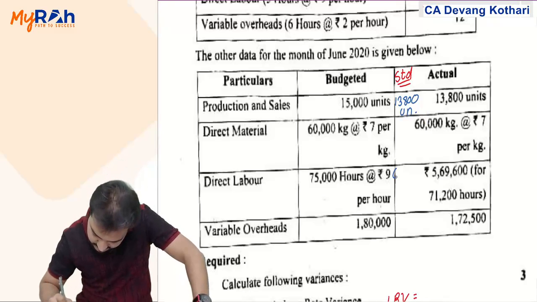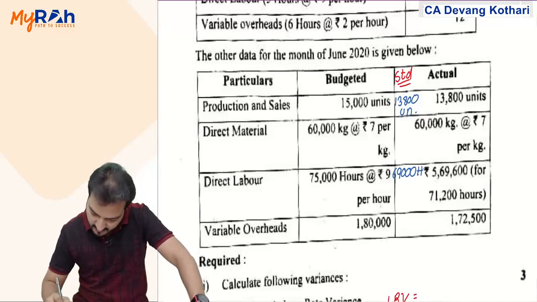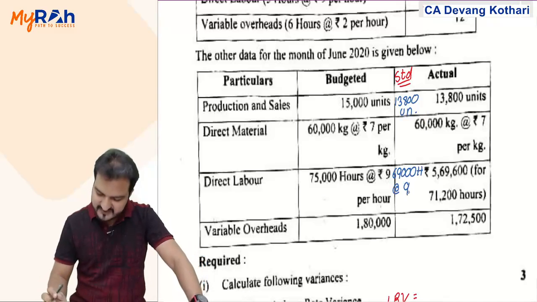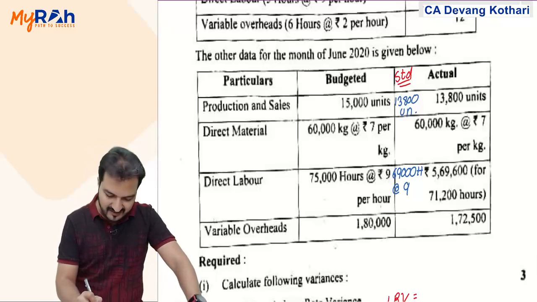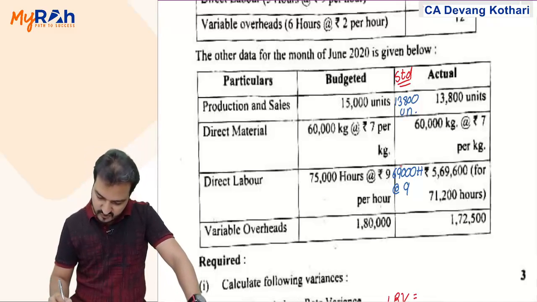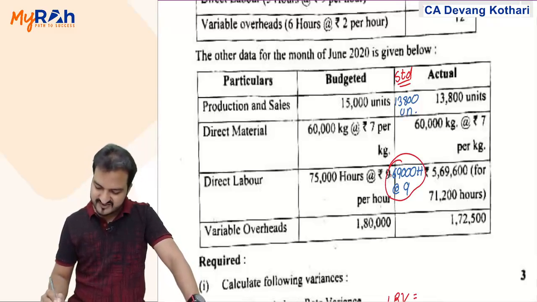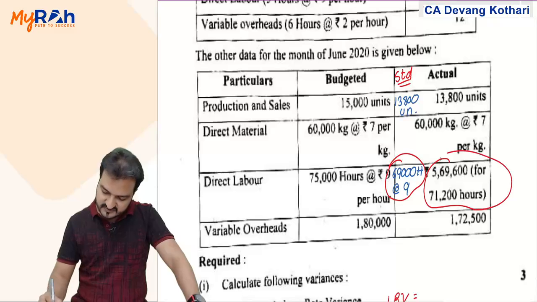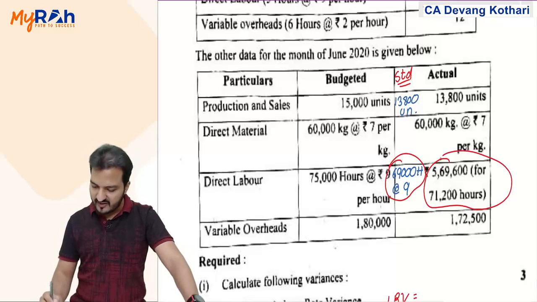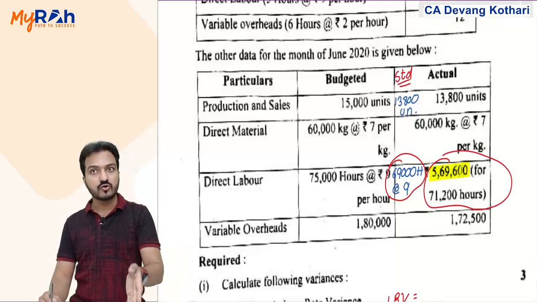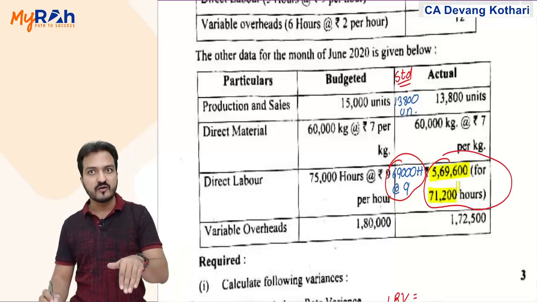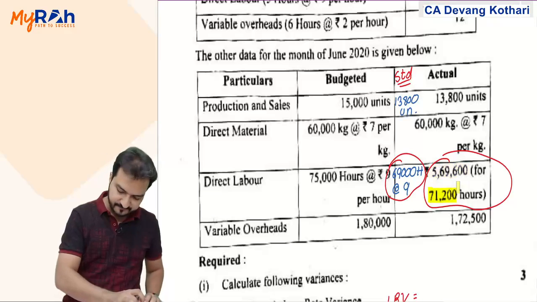Standard hours: 69,000 hours at 9 rupees rate. That becomes my standard. So now you just have to calculate the variance using the standard of 69,000 hours at 9 rupees, and the actual is this. The actual rate you can also identify. Actual cost 569,600 is the total cost for 71,200 hours. So the rate is what?